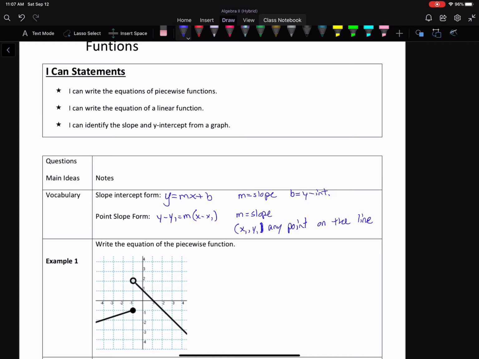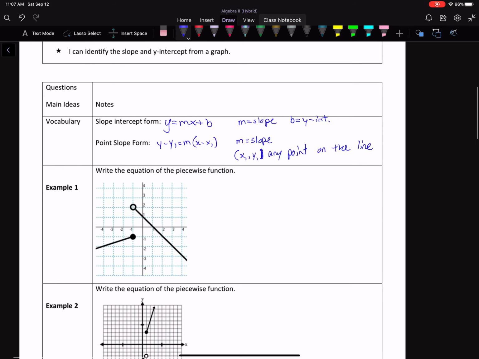All right, so example number 1. Write the equation of the piecewise function. So I'm going to go ahead and just split my workspace in half here. On the left side, we're going to write the equation for this line here. The first thing I probably want to identify is where we are splitting these functions. What is the x value here? If you look at the graph, it actually tells you right there, -1.